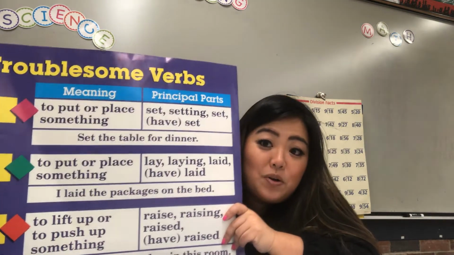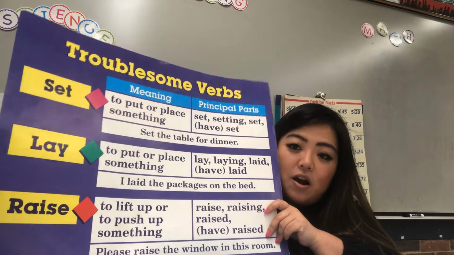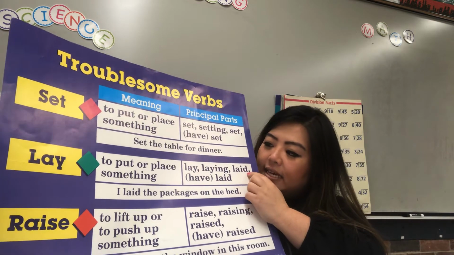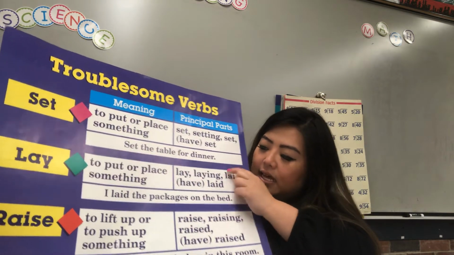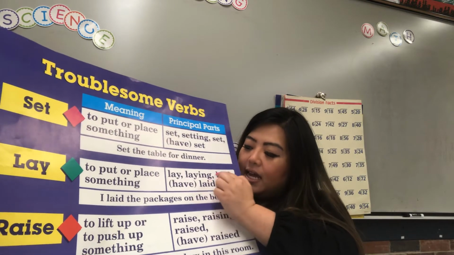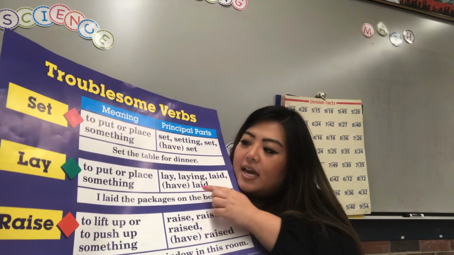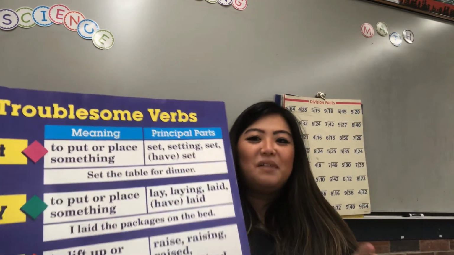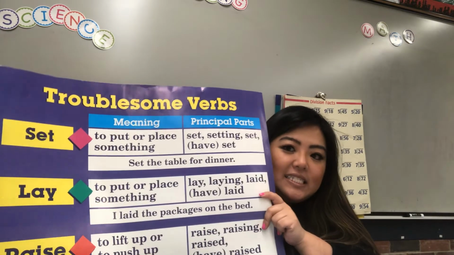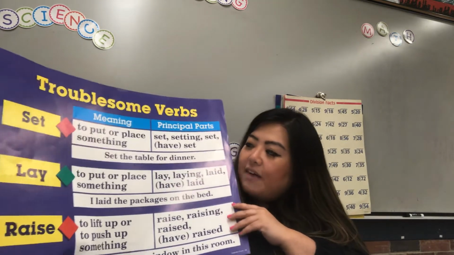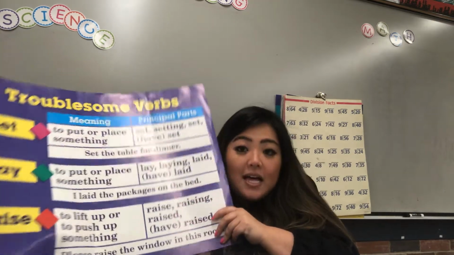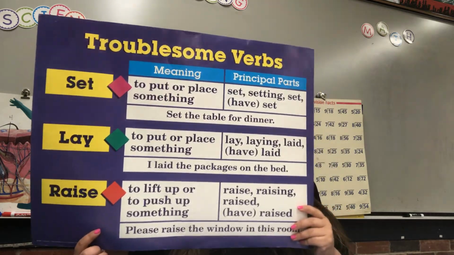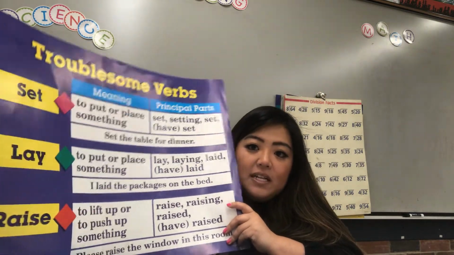Lay means to put or place something, and our forms of this are lay, laying, laid, have laid. And this is to put or place something. Hey, that's the same definition as set. Yes, set and lay have the same definition, to put or place something. Let's say lay, to put or place something. Lay, laying, laid, have laid.